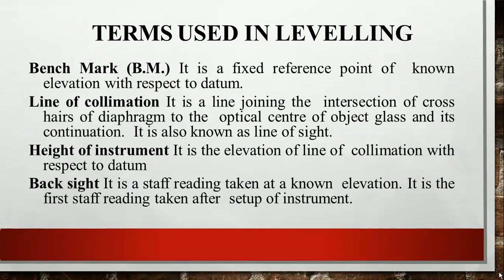Next is backsight. As I already told you, it is a staff reading taken at the known elevation, mostly at the benchmark point. So it is the first staff reading taken after setup of instrument. The first staff reading we sight with the help of the leveling instrument is always called backsight, and it is always taken at the benchmark, whose elevation is already known, or you assume the benchmark value.